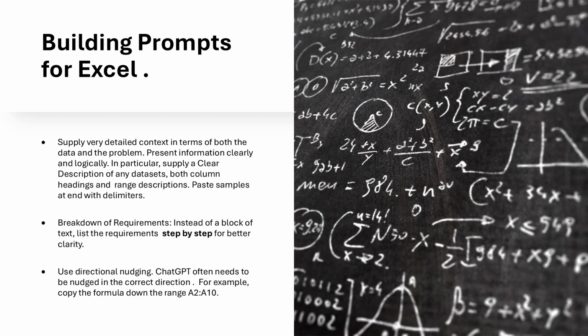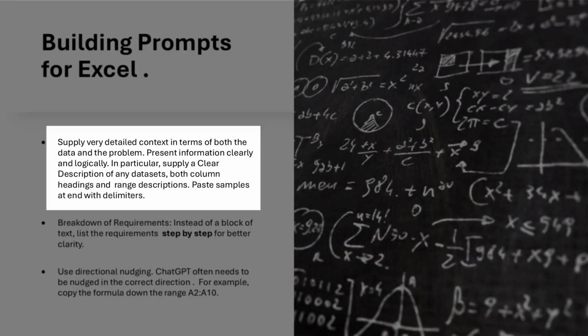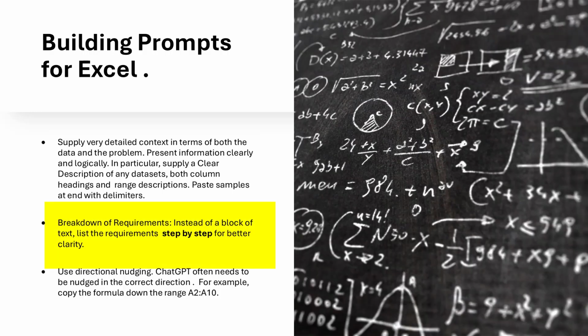Now, before we build the prompt for this example, let's look at certain prompting techniques that stand out, especially when building prompts for Excel, as of late 2024. Supply very detailed context in terms of both the data and the problem. Present information clearly and logically. In particular, supply a clear description of any datasets, both column headings and range descriptions. Paste samples that end with delimiters.